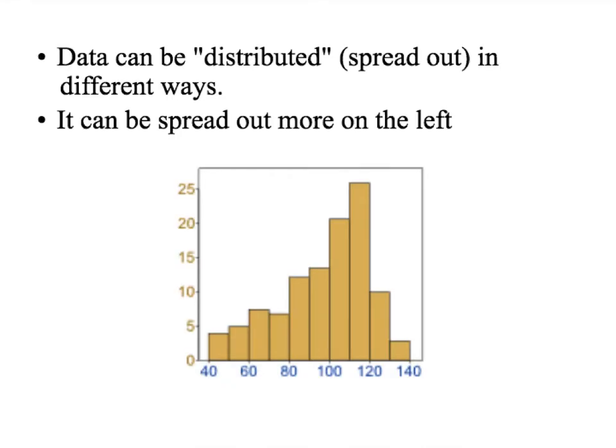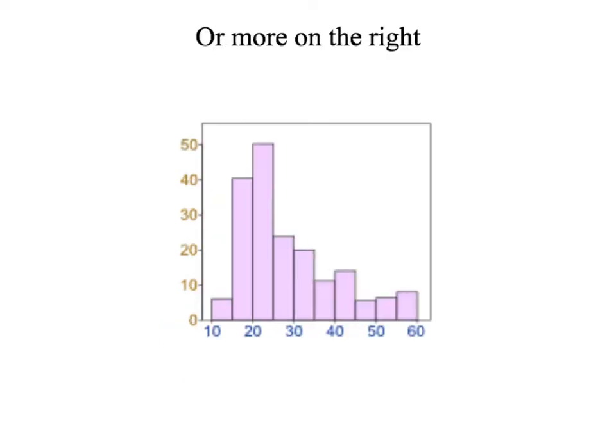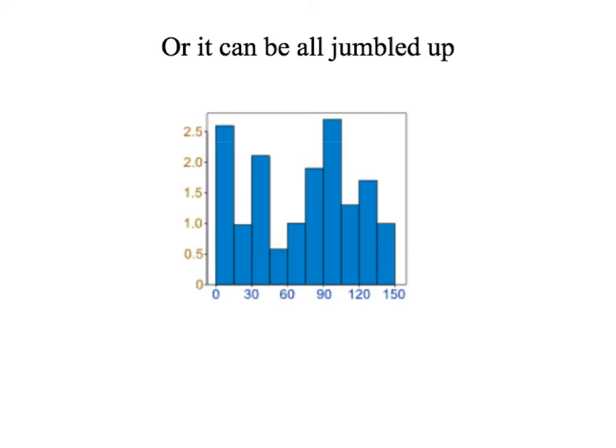We're going to continue our unit on statistics with normal distribution. Data can be distributed or spread out in different ways. It can be spread out more on the left. In this particular picture, the higher bars are on the right, but this is more spread out. Okay, so this would be considered spread out on the left. Or it can be spread out on the right. See how it's more spread out? The lower bars are on the right. Or it can be all jumbled up.